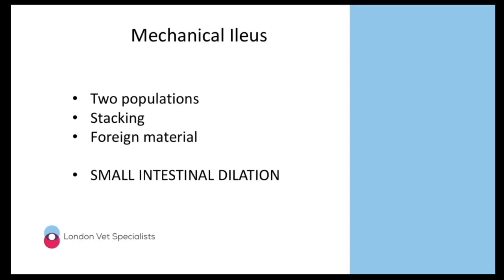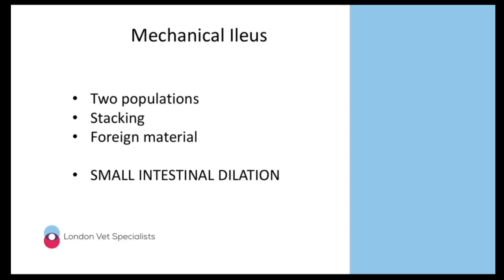Obviously, if you can actually see the foreign material, then that makes it easy. So, for example, if you have a dog that's eaten a stone and is obstructed, then you're going to be able to see the stone. So you don't really need to worry about looking at the populations of bowel and stacking and other changes like the presence of a reduction in serosal detail or a pneumoperitoneum because you can see the foreign structure. If you can't, it can be much more challenging.